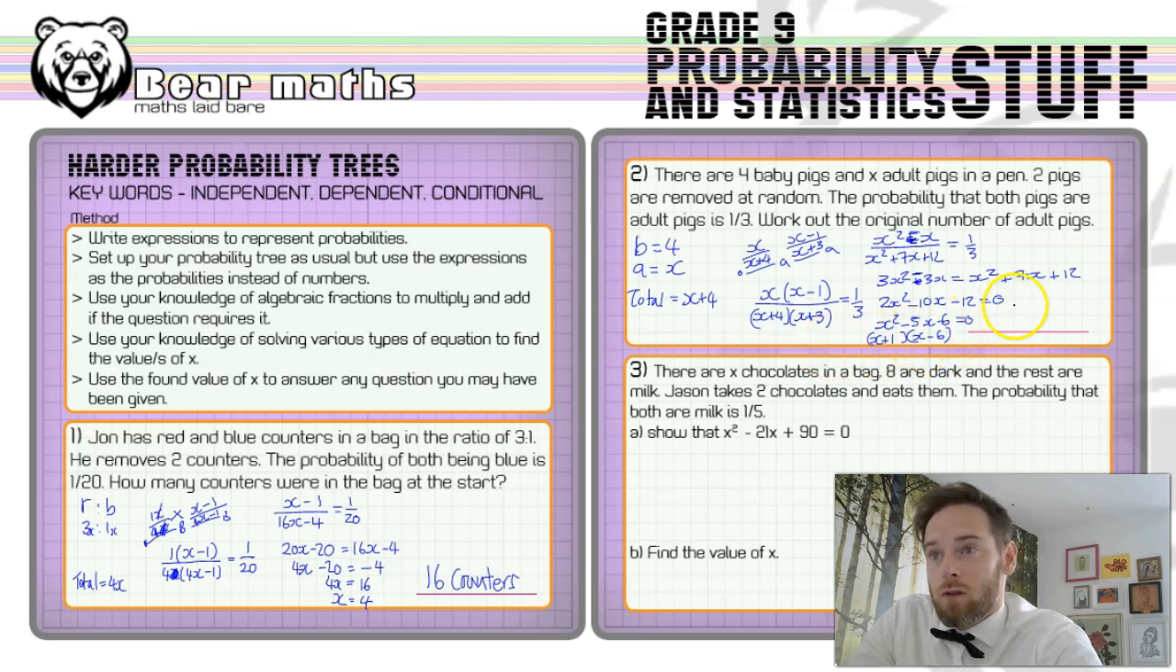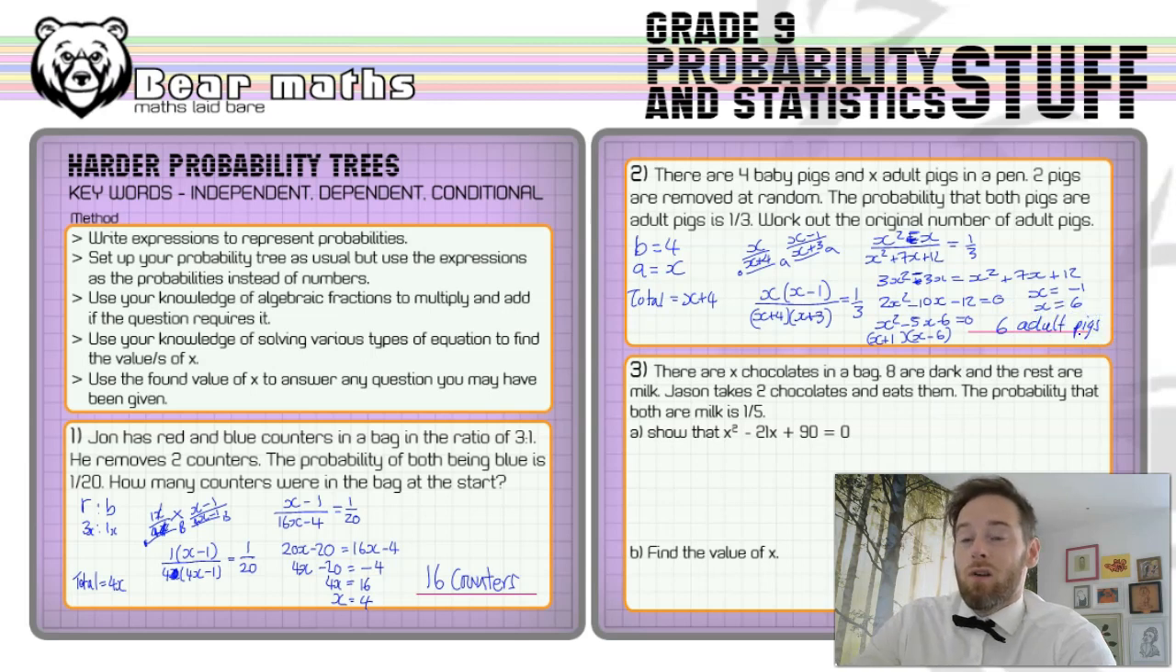Therefore, it gives us two options. It's going to give us x is equal to minus 1 or x is equal to a positive 6. Now, in context, because it's about adult pigs, it can't be minus 1 adult pigs, so it has to be 6. So the original number of adult pigs is 6 adult pigs. Okay, lots of work, lots of marks available for a question like that.